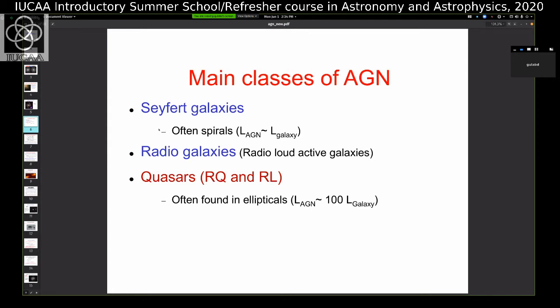They are often found in elliptical galaxies. They are much more luminous or more powerful compared to both Seyfert galaxies and radio galaxies. The power output from the active nucleus itself in quasars could be 100 times the luminosity of the host galaxy. So therefore, they are about a factor of 100 more powerful compared to Seyfert galaxies.